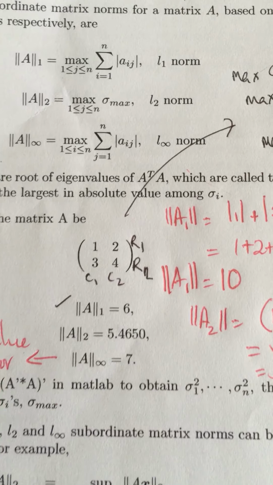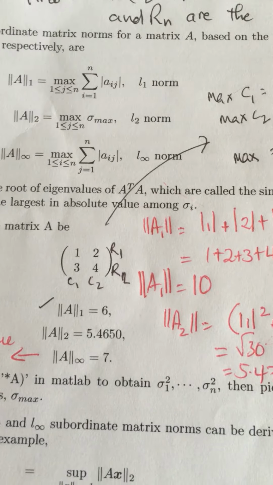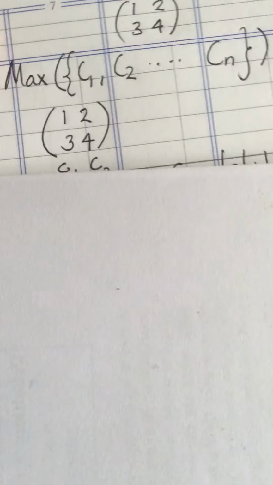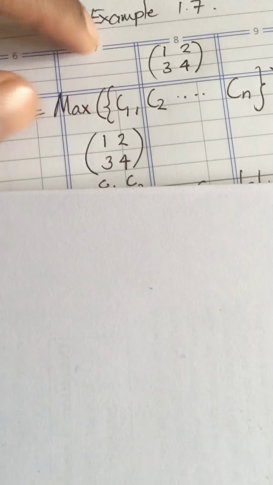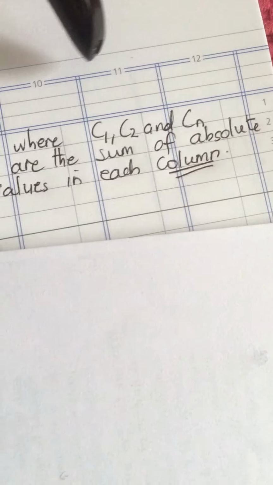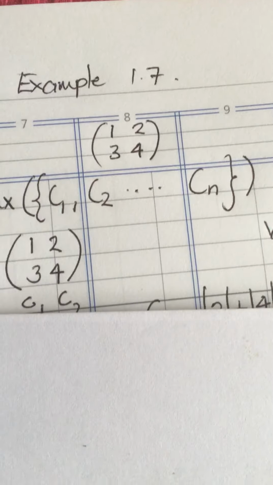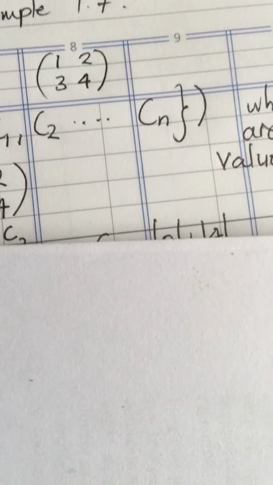What I've derived is this. From example 1.7, we were given the matrix 1, 2, 3, and 4, and we were told that A1 is equal to 6. What I found out is that A1 is the maximum of C1, C2 to Cn, where C1, C2 and Cn are the sums of absolute values in each column. This is a 2 by 2 matrix, so we have two columns.